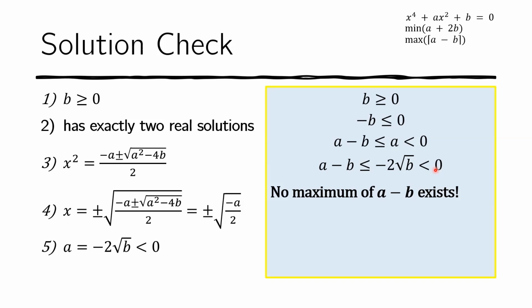Now, even if we do not have a single maximum for a minus b, what we can say though is that the largest values that are permissible for a minus b would have to fall in the following range. It should be greater than negative 1, but less than 0, right? So these are the largest possible values.